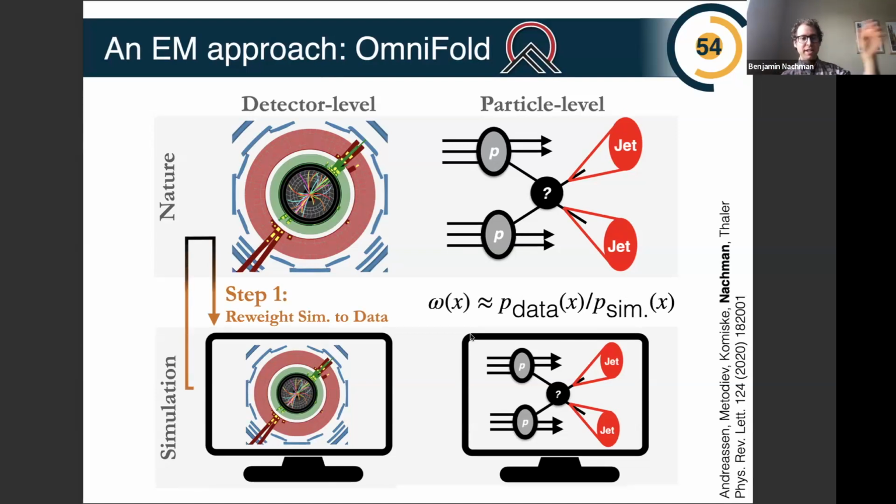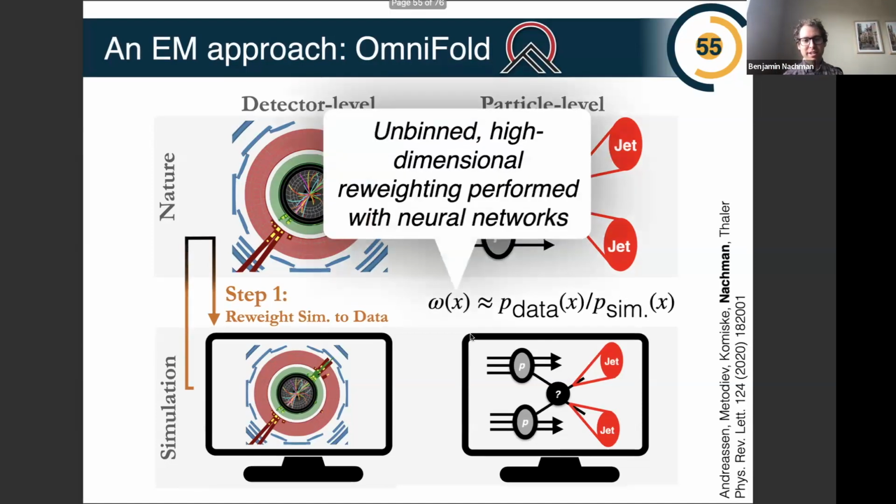So the first step of this algorithm is to learn a density ratio that morphs the simulation at the detector level to match the data. And I already told you earlier that we can use classifiers to do this. Because classifiers naturally ingest continuous data, that means they're unbinned by definition, and it's very easy to go to high dimensions because neural networks can very naturally accommodate 10, 100, 1,000, 1,000,000 dimensions, no problem, as long as you have enough training data. So that's the first step.